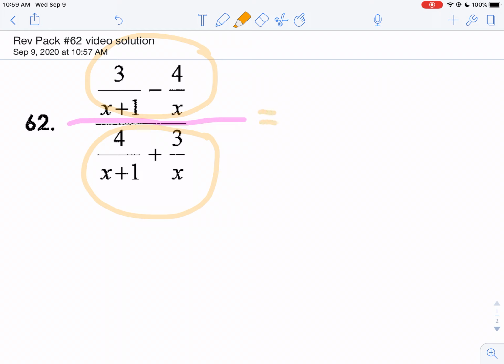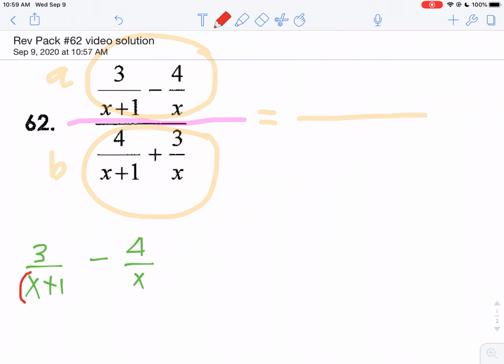Okay, so we are going to treat this as two problems. This is part A and this is part B. All right, so let's do part A. We have 3 over x plus 1 minus 4 over x. All right, so we need to make the denominators the same. And whenever you work with fractions, just remember parentheses are your best friend. Okay, so what do I mean by that?